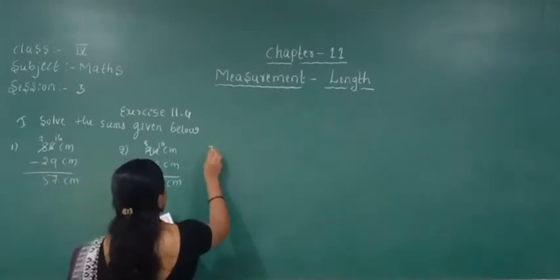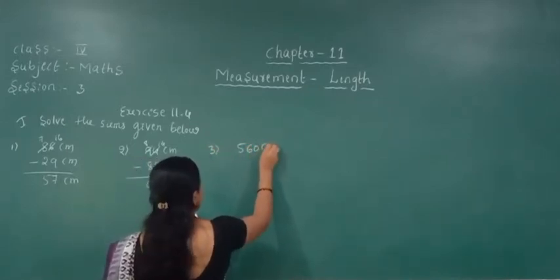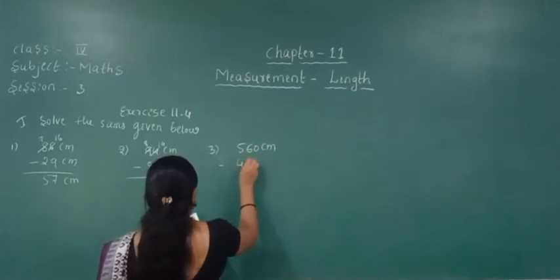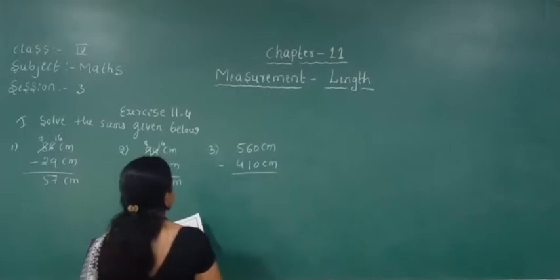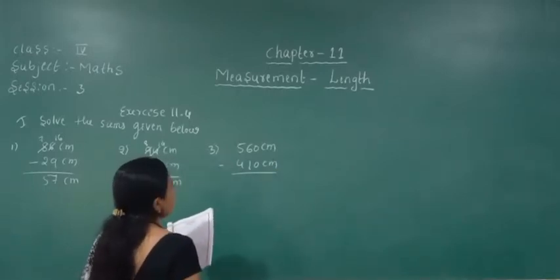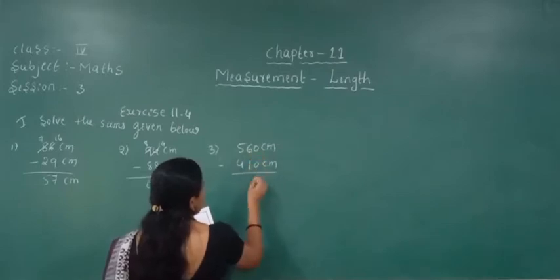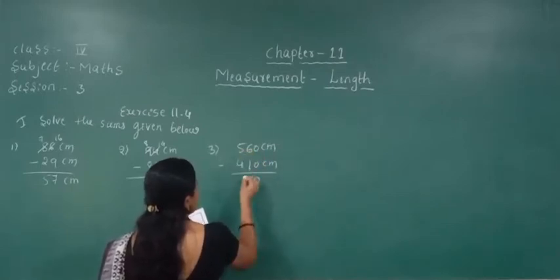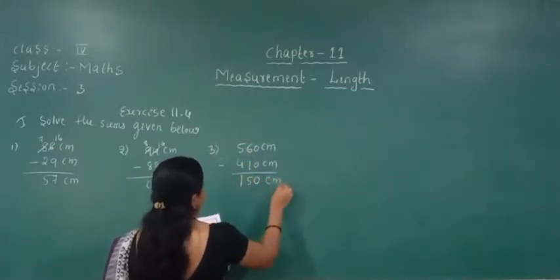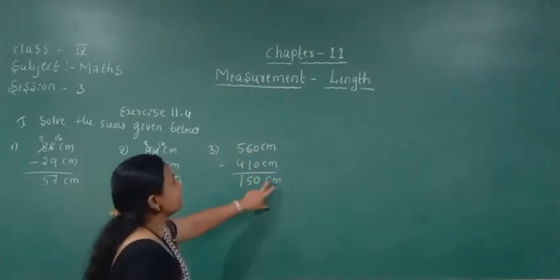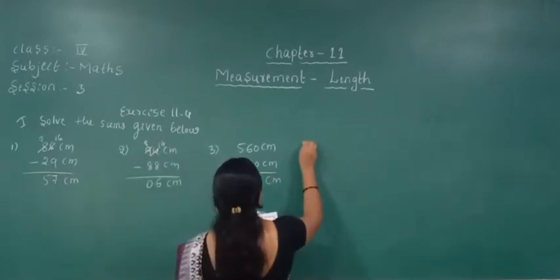Next, the third one: 560 centimeter minus 410 centimeter. Now we subtract. 0 minus 0 is 0. 6 minus 1 is 5. 5 minus 4 is 1. So the answer is 150 centimeter. This is the third one.